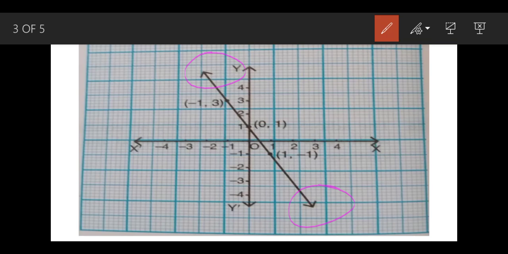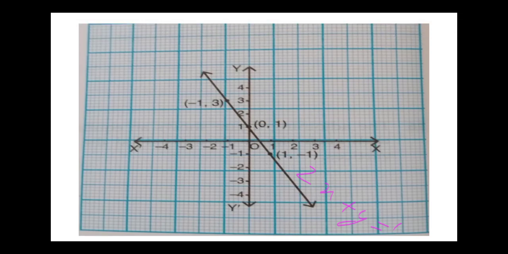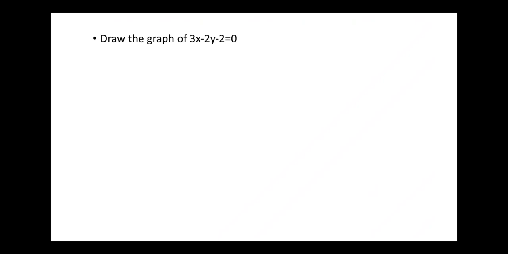And we have to write the equation of the line. The equation of the line was 2x plus y is equal to 1. We have to write that equation on the line. Taking one more example, suppose we have to draw the graph of 3x minus 2y minus 2 is equal to 0.